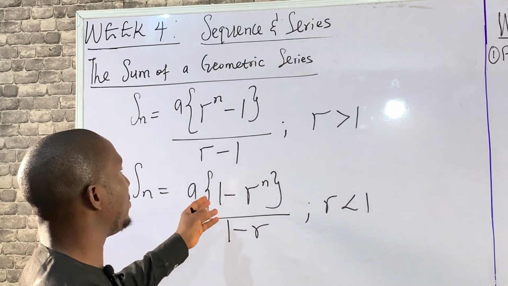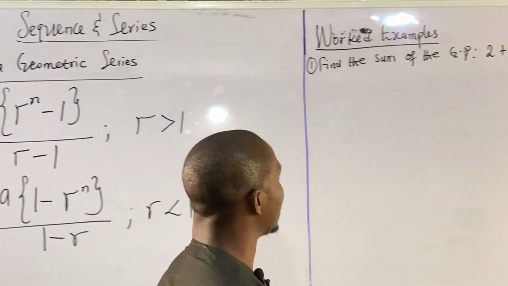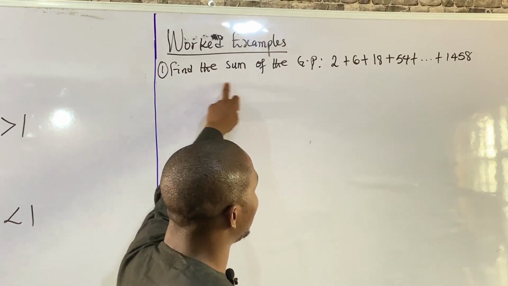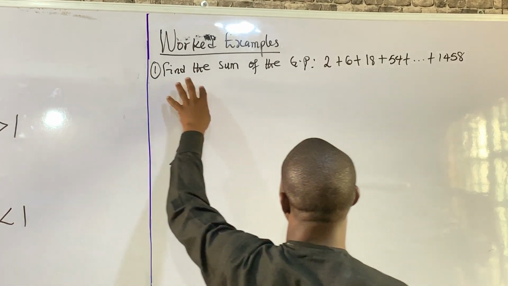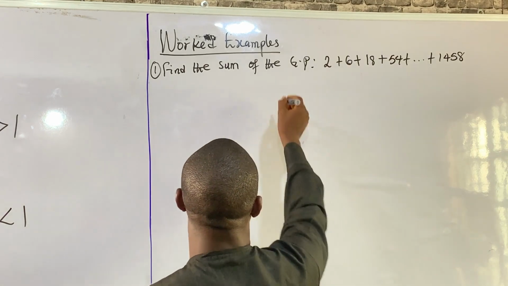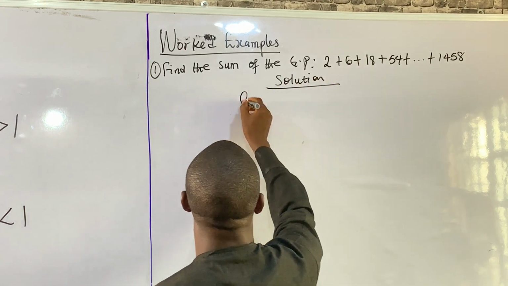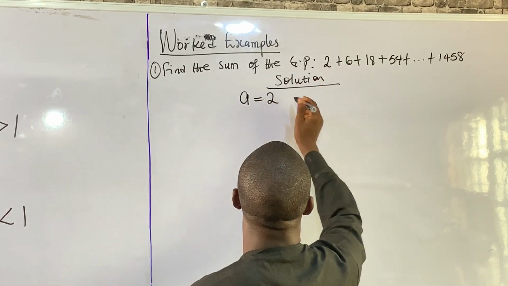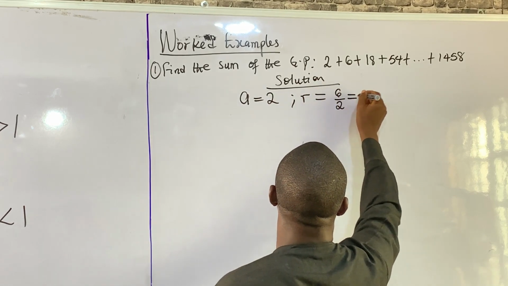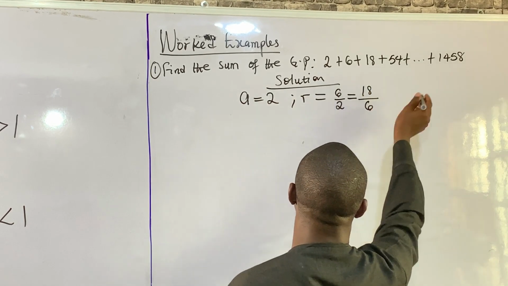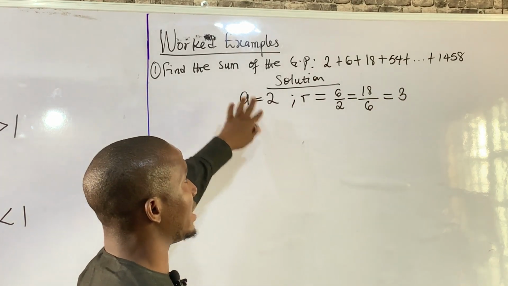Let's look at the application of this formula with respect to the next example. Find the sum of the GP: 2, 6, 18, 54. This is just your series. From this series, our a is our first term, which is 2. R, the common ratio, is 6 over 2, which must be the same thing as 18 over 6, and so on. All of this gives us 3, which shows that this is actually a GP.